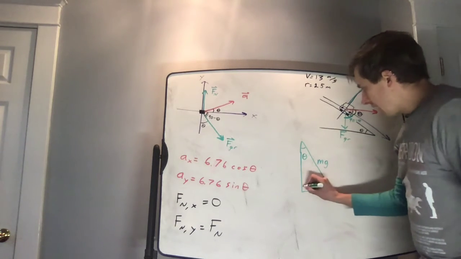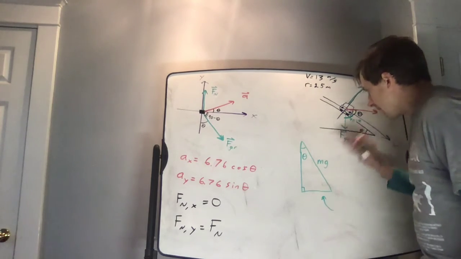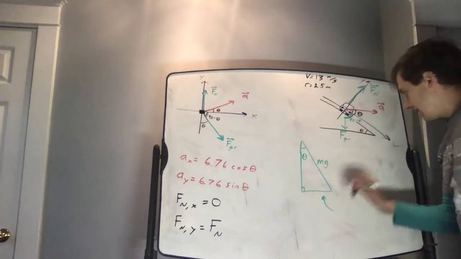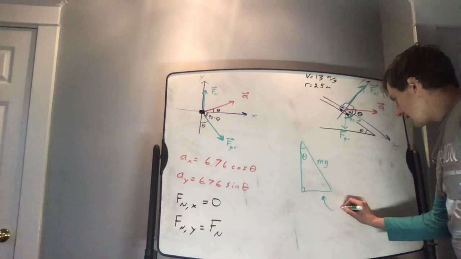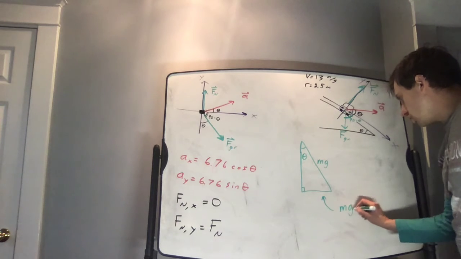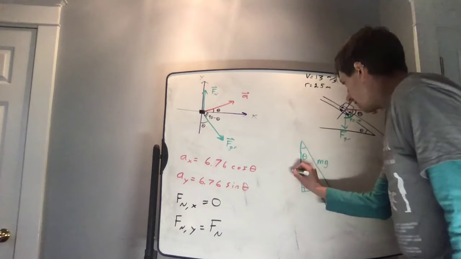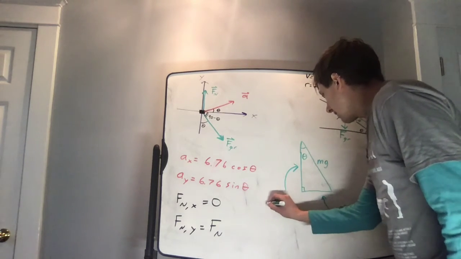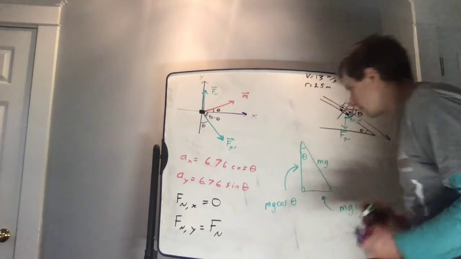Based on what I know from trigonometry, if the hypotenuse has a magnitude mg, then the horizontal leg of this right triangle will be of length mg sine theta, and the vertical leg of this right triangle will be of length mg cos theta.